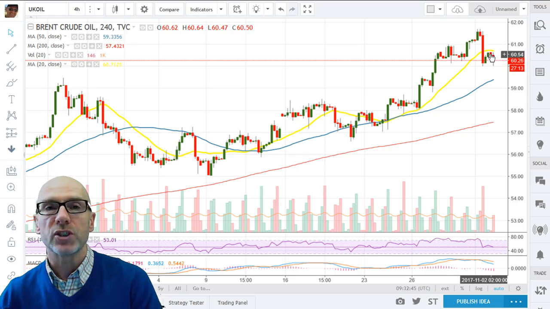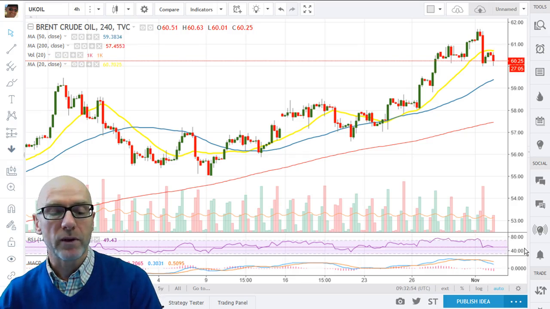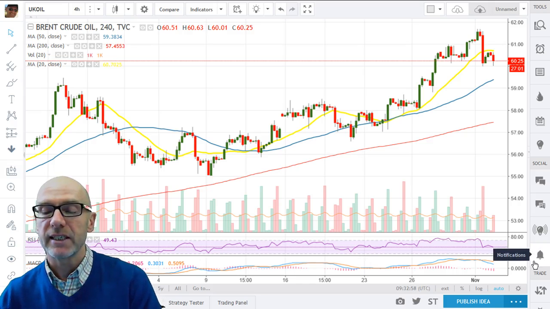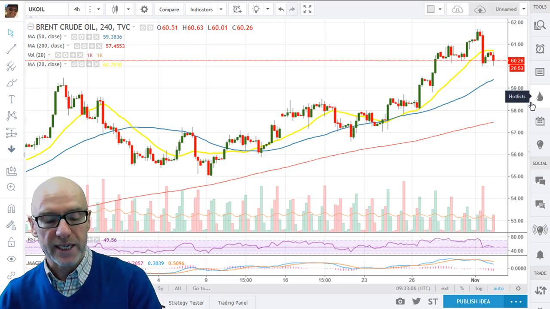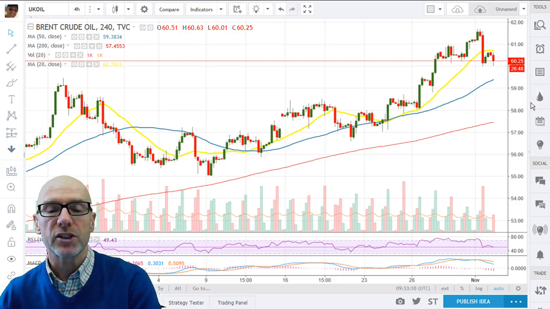That will now act as resistance, as it has already rolled over, and you can see the RSI went below 50, presently at 49.43, so is indicating slight negative momentum coming into this market. Support will be at the 50 of the 4-hour, which is 59.39.